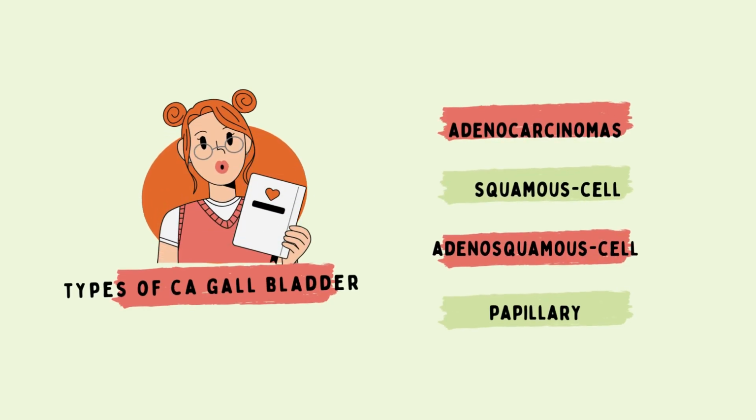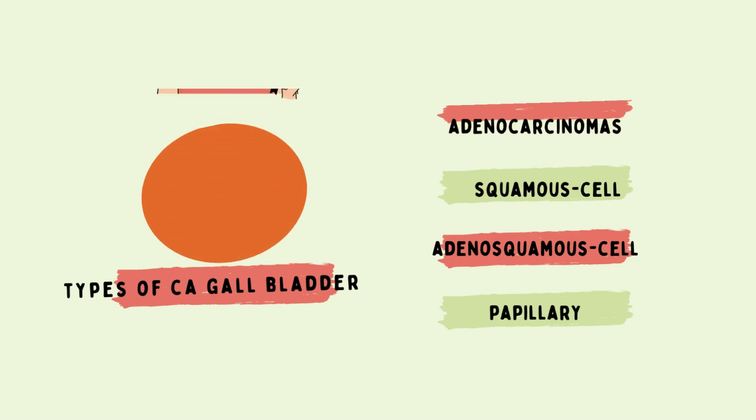Now come to the types of CA gallbladder. The most common type is adenocarcinoma. These are present in 90% of the patients with CA gallbladder. The squamous cell type is present in 20 to 30% of cases. Adenosquamous cell is present in 3 to 4% of patients. And papillary carcinoma is a very rare carcinoma of the gallbladder.